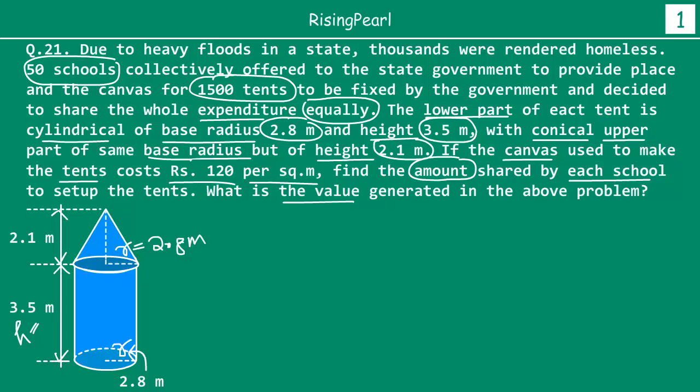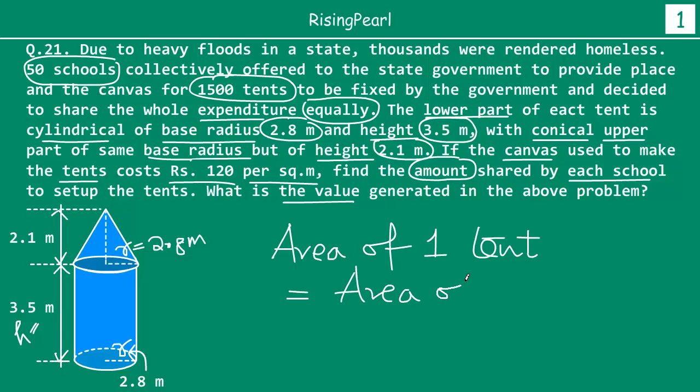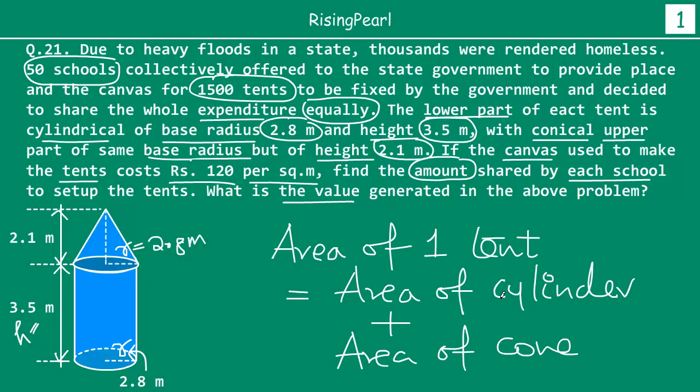So now how do we find out the total cost? To find out how much canvas we need, we have to find out the total area for one tent, right? So what is going to be the area? The area of one tent will be equal to the area of the cylinder plus the area of the cone.